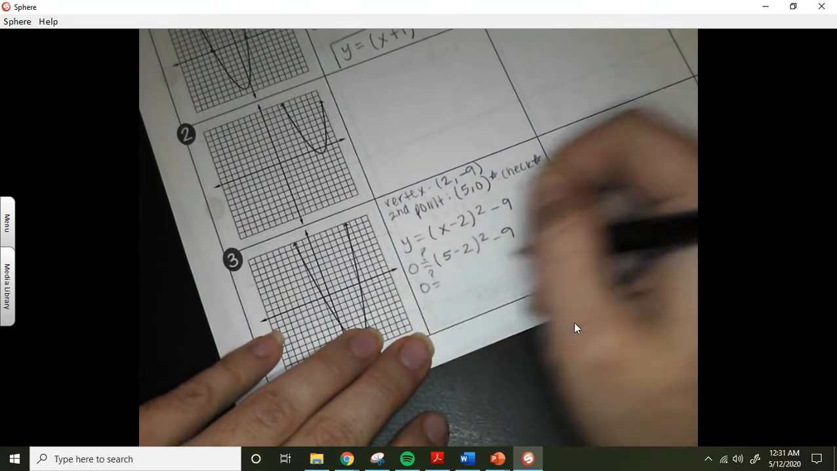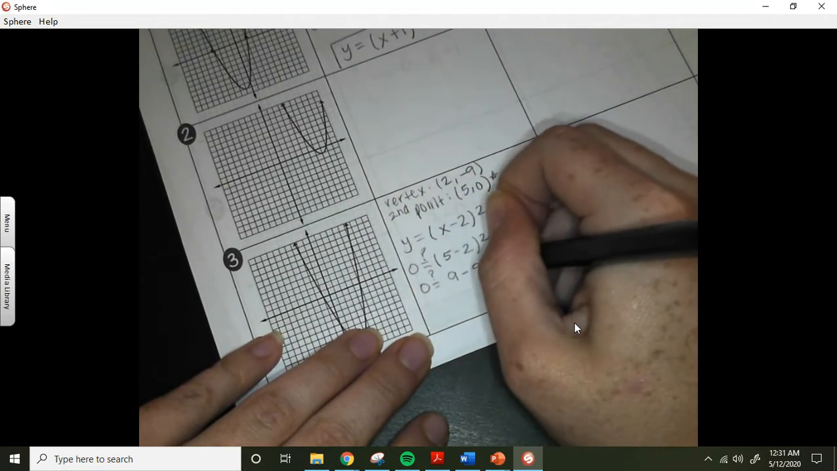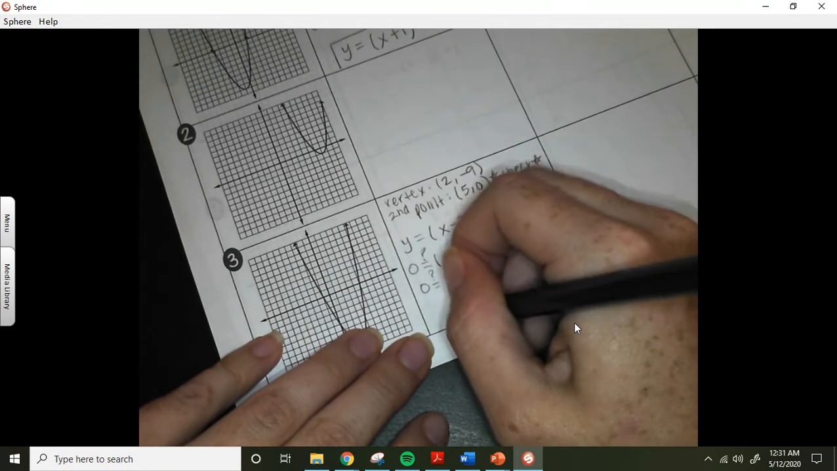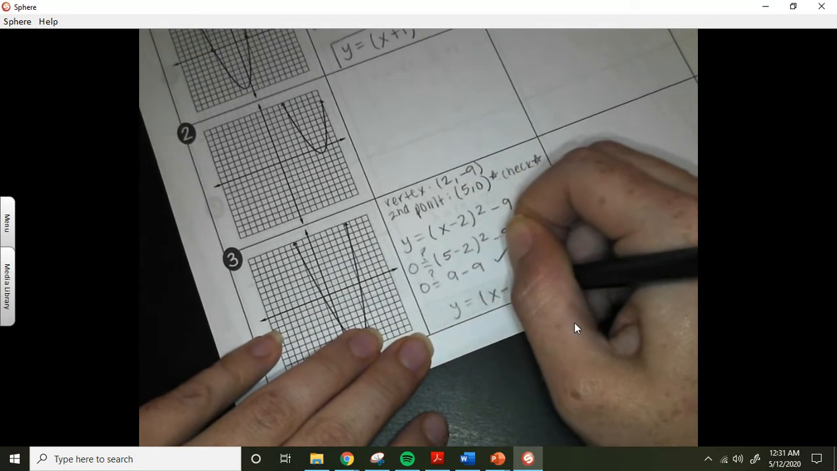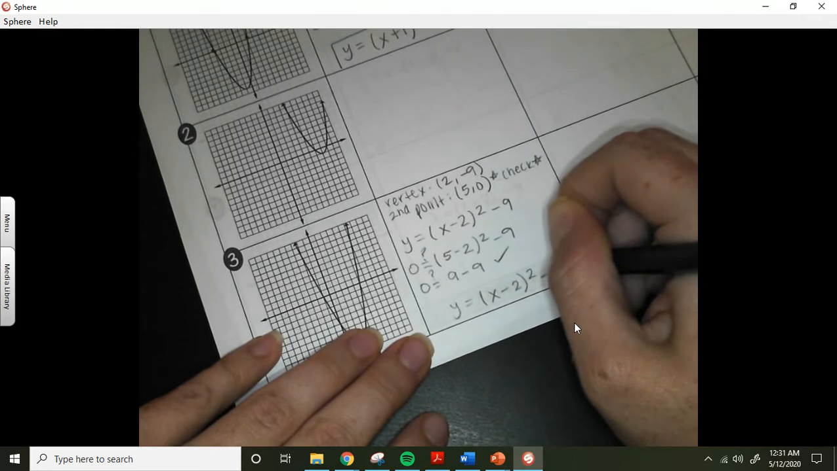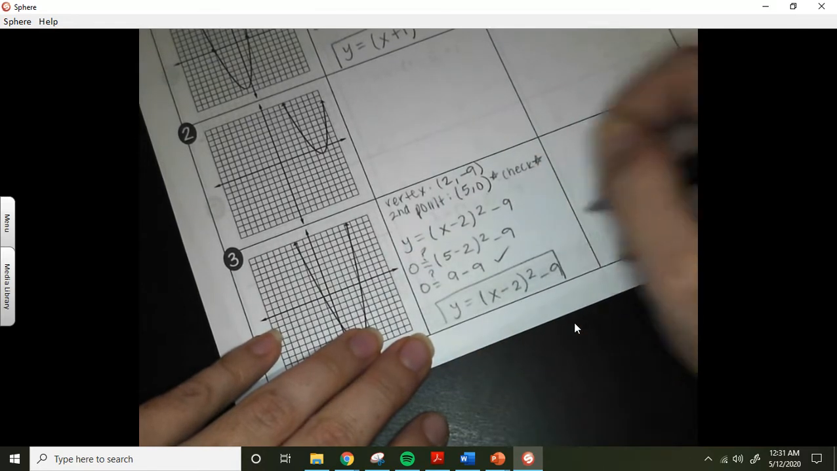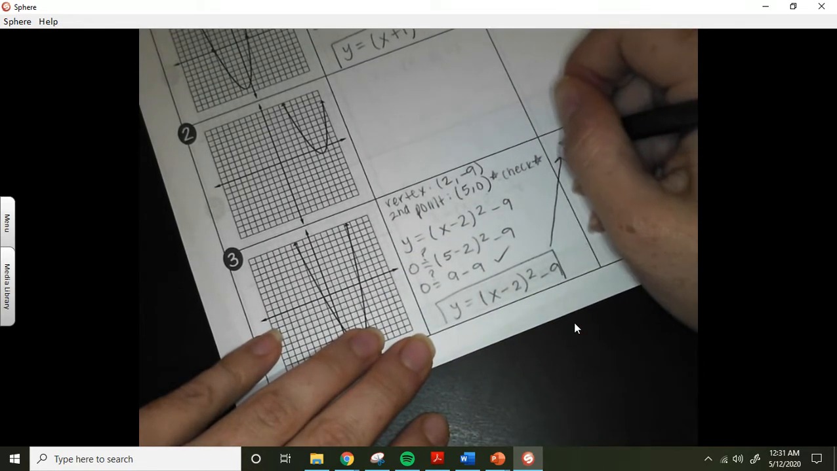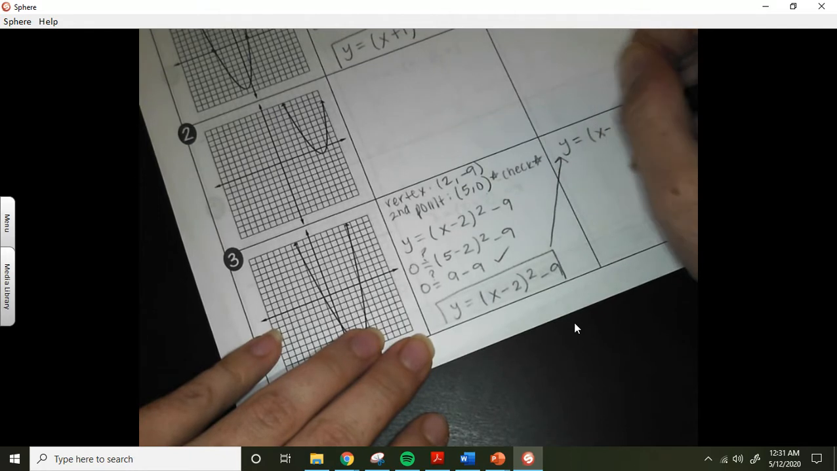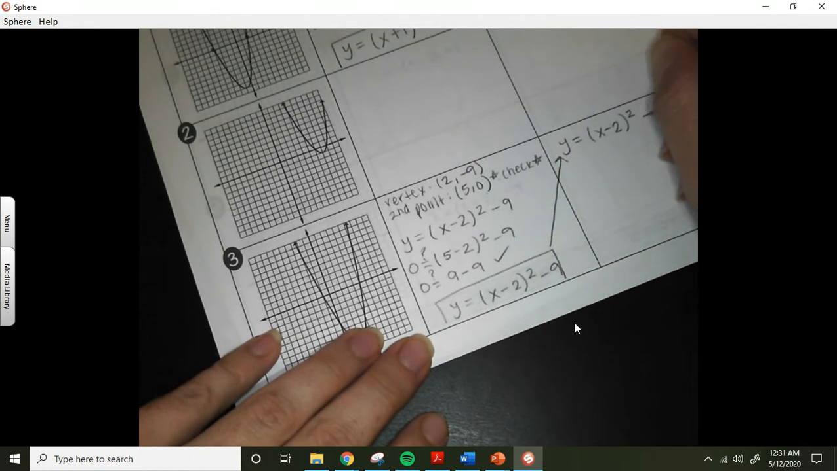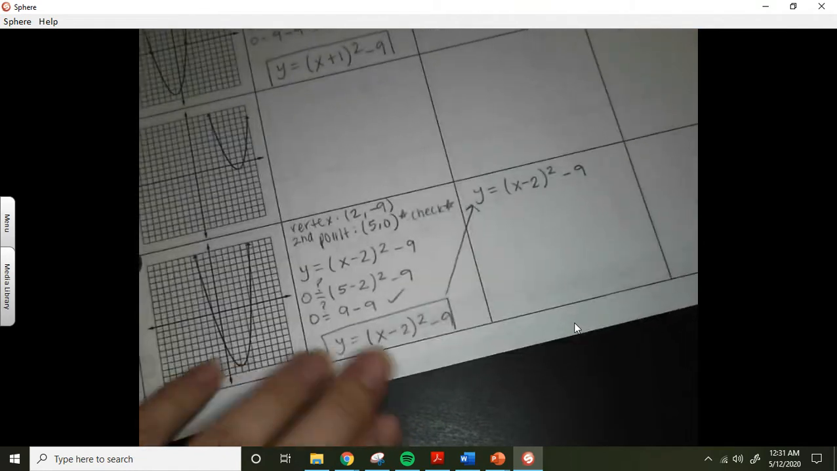So 3 squared is 9. Once again, 9 minus 9 is 0. So our equation, y equals (x minus 2) squared minus 9. Remember, standard form, we need to expand vertex form.